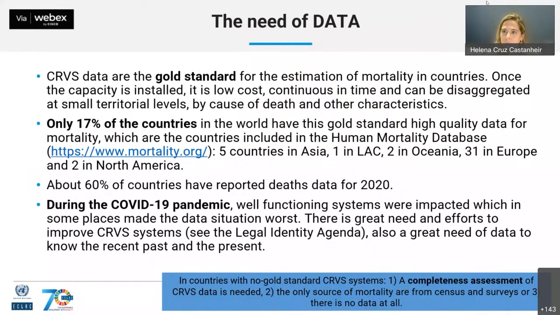So if we are not in this gold standard top mortality data, what do we need to do? If we have some CRVS data, we do a completeness assessment of the data, right? And if we don't have any CRVS data, we need the census and surveys a lot. And there are countries with no data at all, so we don't have completeness. So it's very challenging to be a demographer, to do population estimates and projections for these countries with no data.